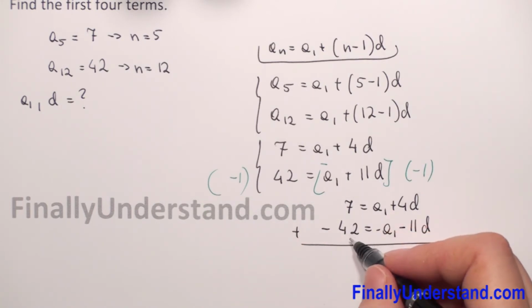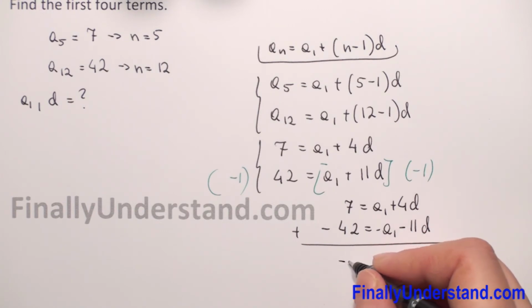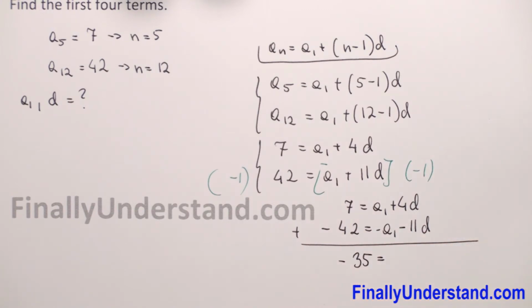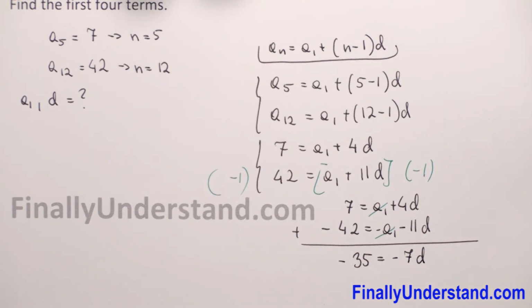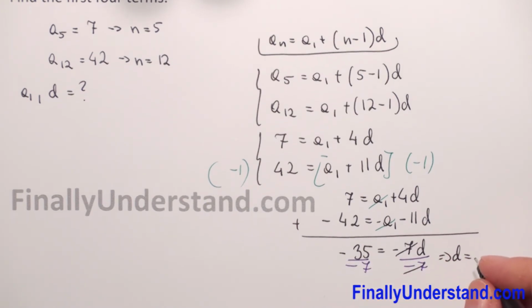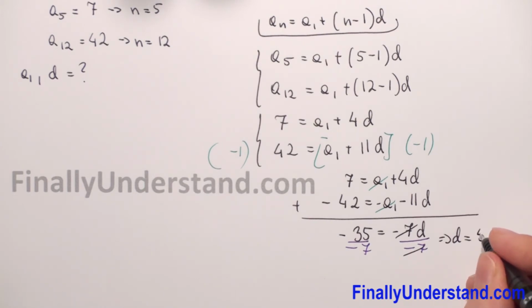So 7 plus -42 is -35, which is equal to, after the A1 terms cancel, 4d minus 11d, so -7d. Now I divide both sides by -7. The -7 cancels, and d is equal to negative divided by negative, so positive, 35 divided by 7, which is 5. We have d. Now we need to find A1.